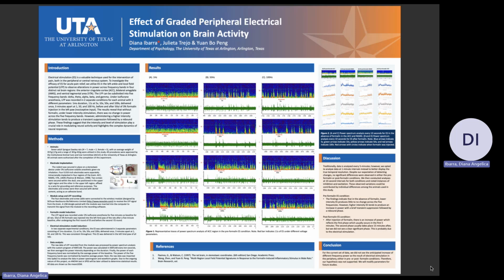These same parameters were used in the post-formalin condition. Formalin was injected in the left hind paw to induce an acute inflammatory response. This data was then analyzed using MATLAB.